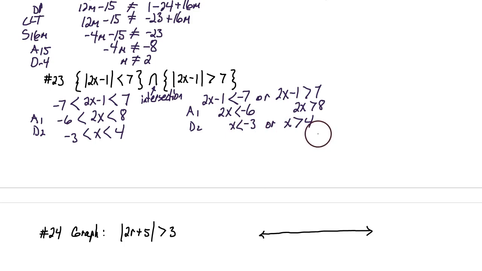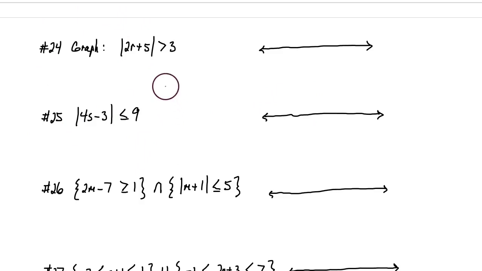Think about that a little bit. Are there any numbers that are between -3 and 4 and at the same time they're less than -3 or greater than 4? There aren't any. So this is a question where you write empty set.